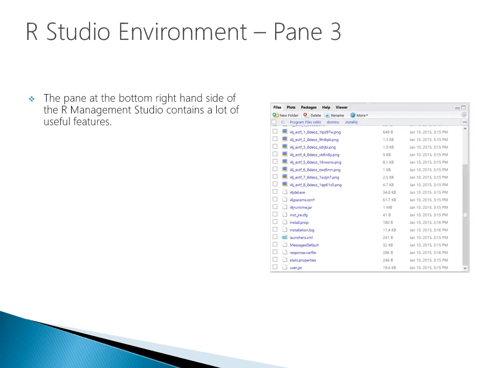The pane at the bottom right-hand side of RStudio contains a lot of useful features. There are many tabs up at the top. One of the tabs is the Files tab, and this allows for a review of exported files and ease of access to the working directory and files contained within.